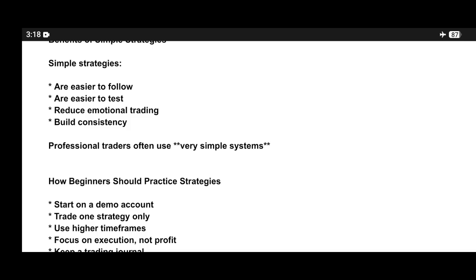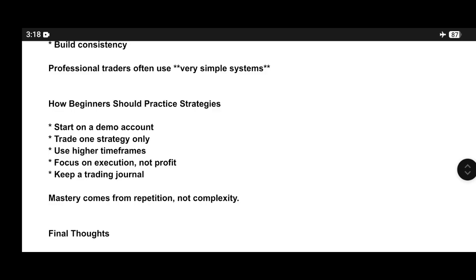Let's continue. How beginners should practice strategies. One, start in a demo account. Two, trade one strategy only. Three, use a high time frame. Four, focus on execution, not profit. Five, keep a trading journal. Mastery comes from repetition and not complexity.